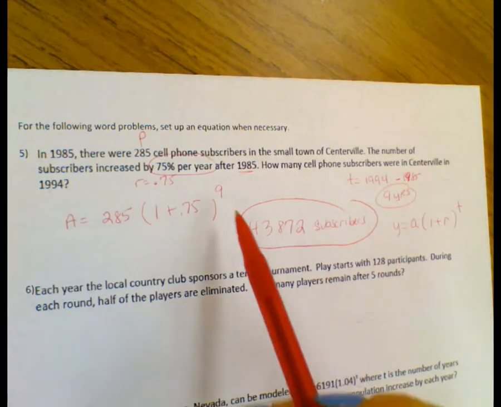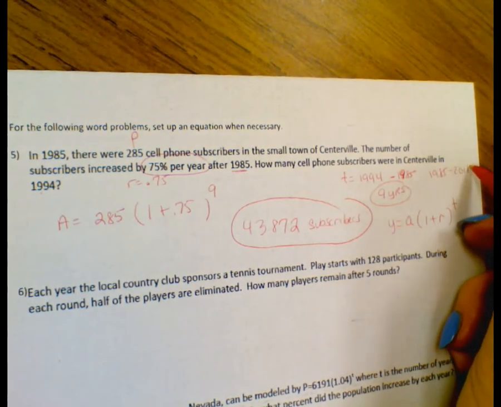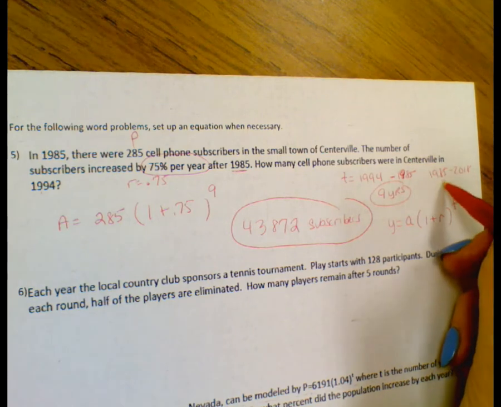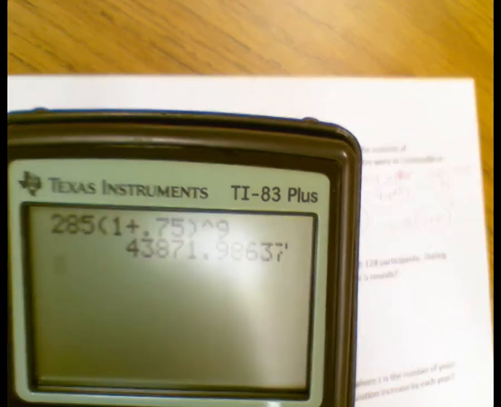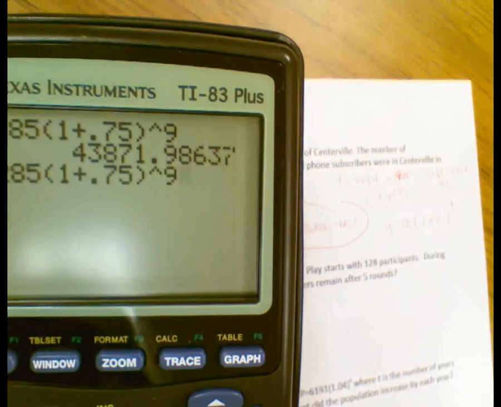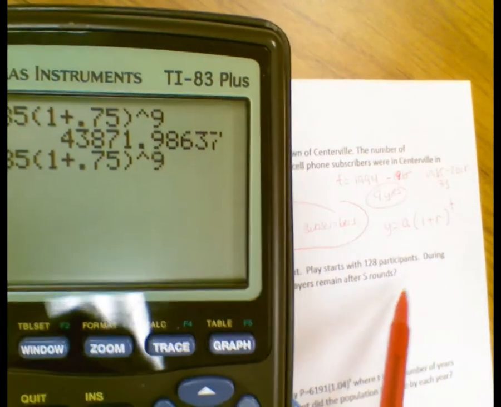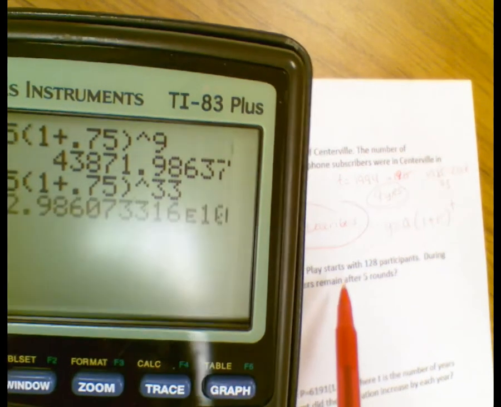So I wonder what it would be now in 2018. I know it doesn't ask that, but from 1985 to 2018, which is this year, it would be 33 years. So if you want to do the same problem with what it would be now, you can just press second, enter, and it brings back that original formula. And then 9 you can change to 33 years. So this is how many cell phone subscribers in Centerville now.